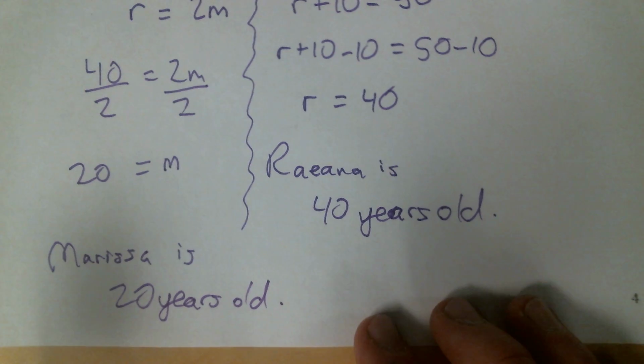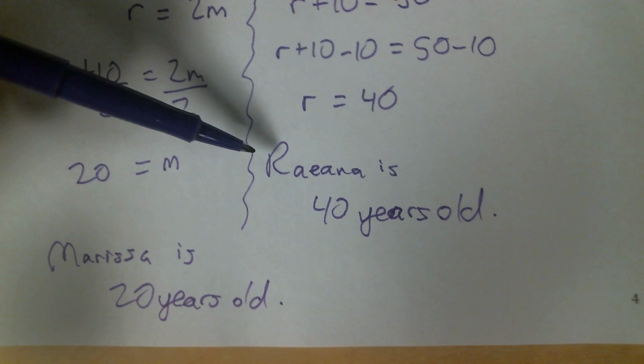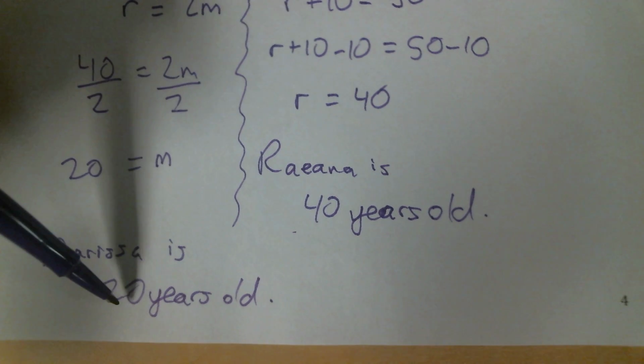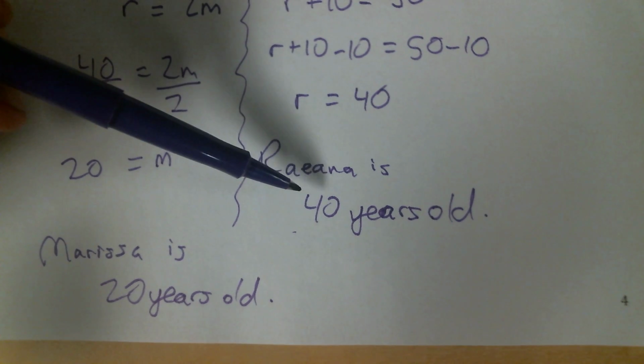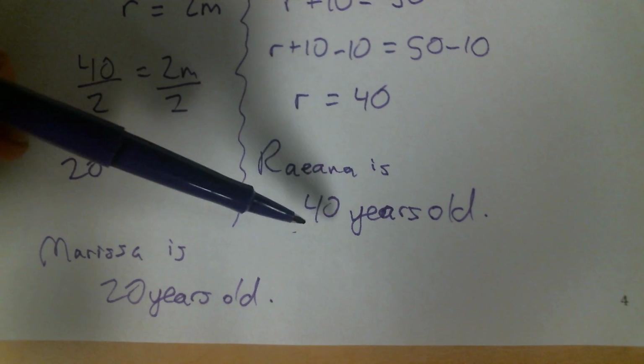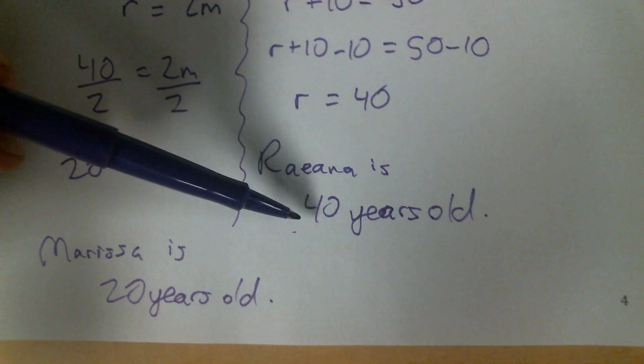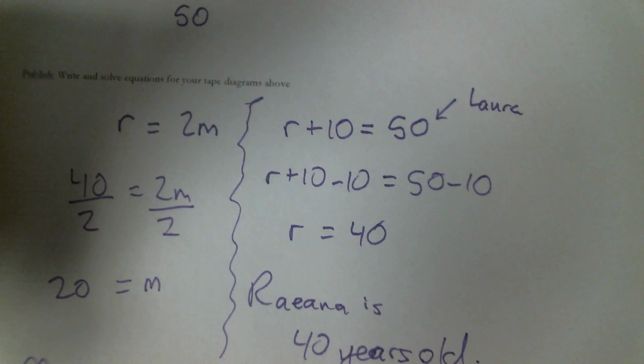Now think about some of the things that we know. We know Raina is twice as old as Madeline. Twice 20, that's 40. We also know that Laura is 10 years older than Raina. So what's 10 years older than 40? Well, that's 50. And that's what Laura's age is.